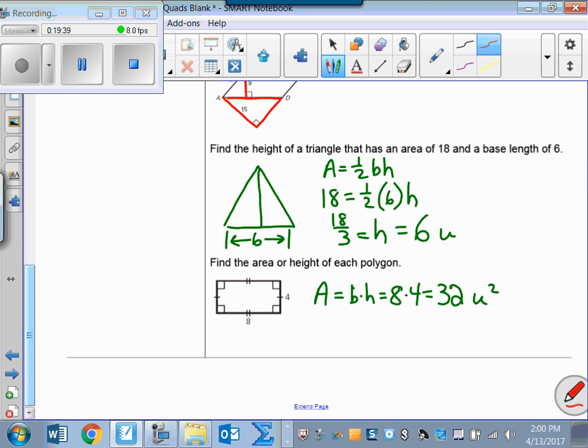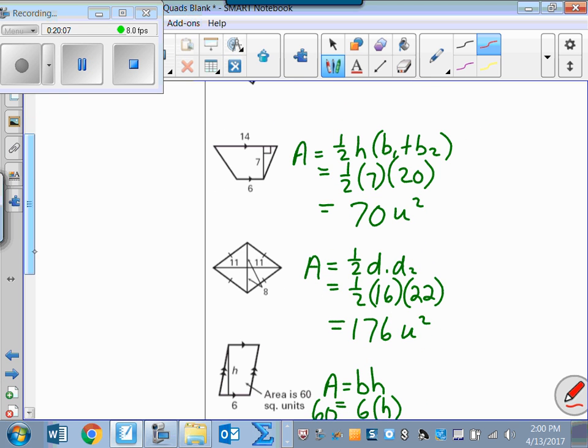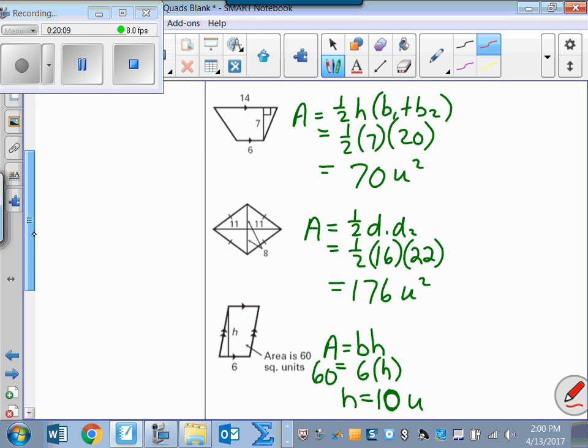Find the height of a triangle. You just use the triangle formula, plug in the information given, and I got 6 units. Find the height. I guess that's right, 6. And then the area of the rectangle, 32, very simple. Area of this triangle, use the formula, 1/2 base times height, got 72. I did do these very quickly, so if I've made an error, please let me know.